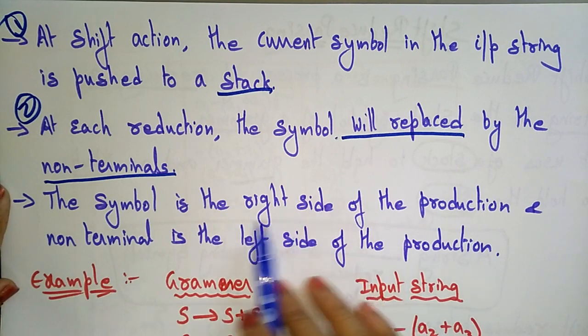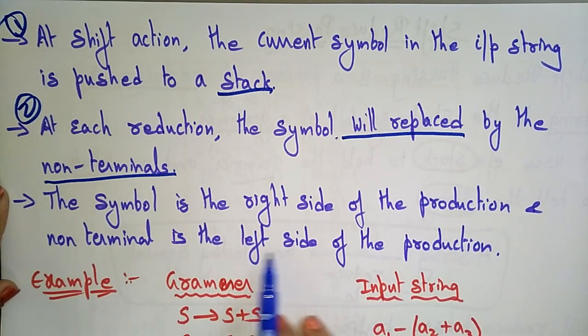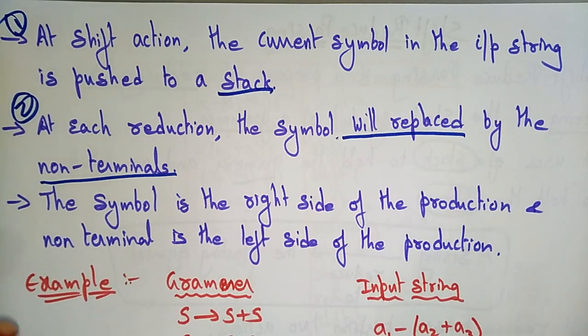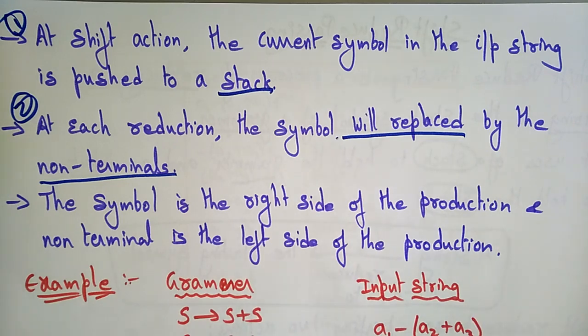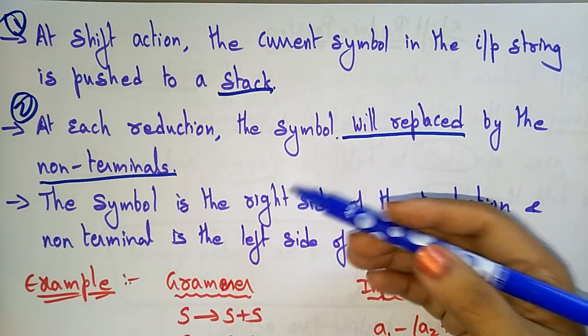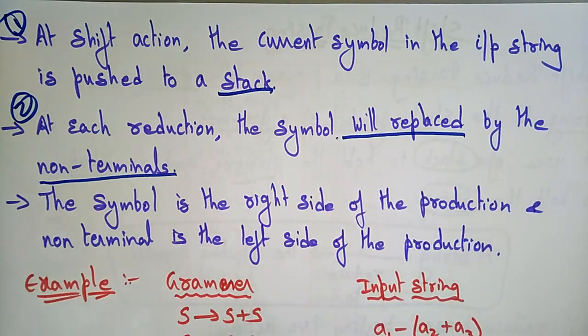The symbol is the right hand side of the production and the non-terminal is the left hand side of the production. So don't be confused. This concept will be understood by taking an example. Whenever you are asked to write about shift reduce parsing, just write the concept of shift reduce and try to solve the problem example. Then automatically you will get the theory part. In each step, what you are doing in the shift action and what you are doing in the reduce action. The symbol is on the right hand side of the production and the non-terminal is on the left side of the production.